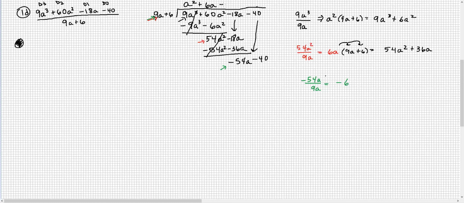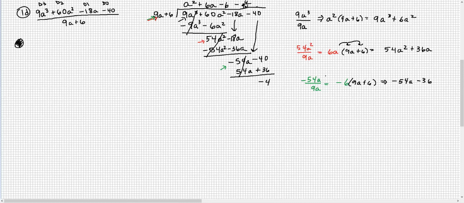Right, so it goes in negative 6, so minus 6, and then we'll multiply this by the 9a plus 6. And we get negative 54a minus 36. Now both of these are negative, so when we put them over here, we have to make them positive. And we get a negative 4. And that's it. This one's the remainder. So it's minus 4 over 9a plus 6.